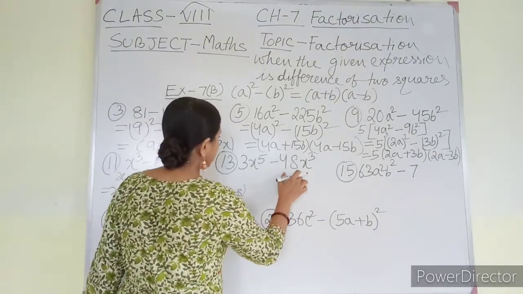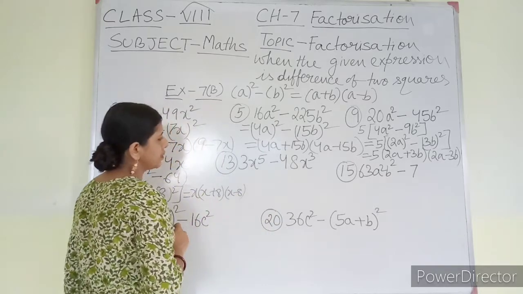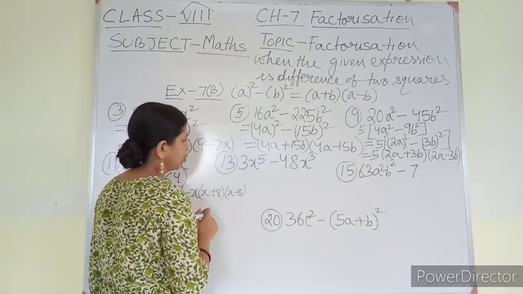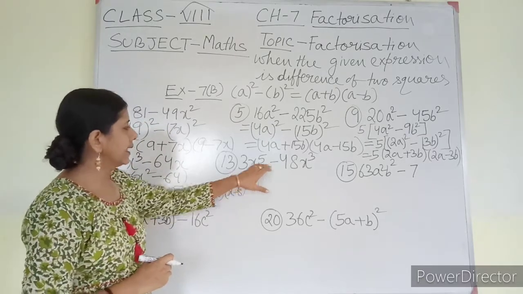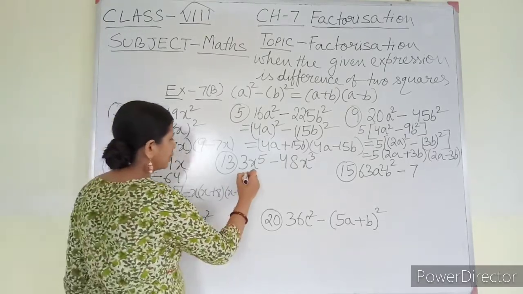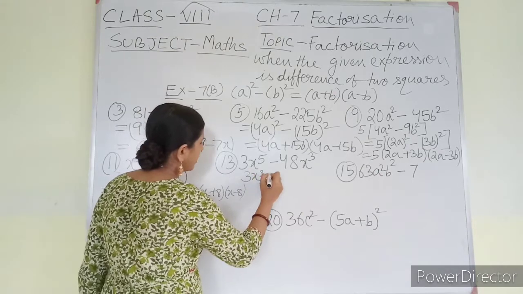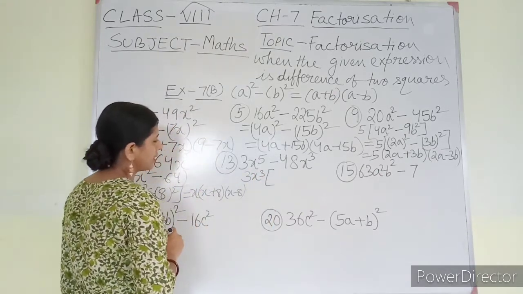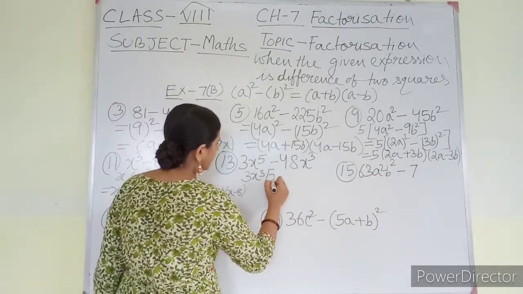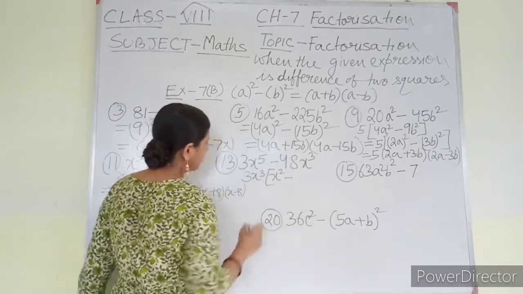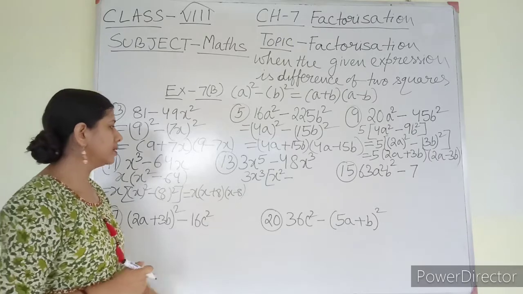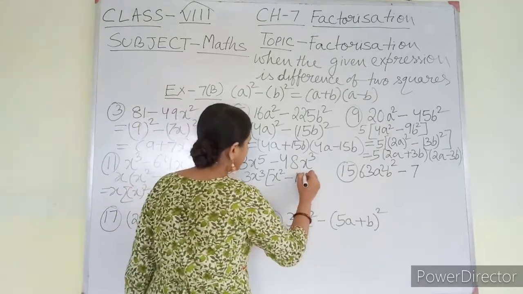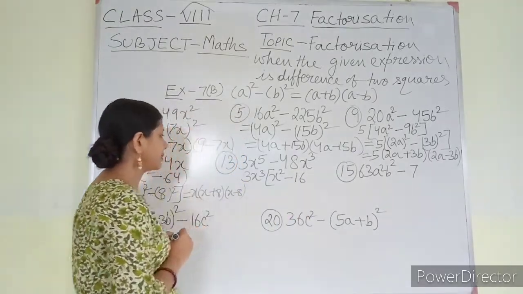This one is 3x to the power 5 minus 48x to the power 3. First of all I will take 3 as common, then x cube. So 3x cube I have taken common. So what is left behind here? x square, and here 3 into 16 equal to 48. 3 into 16 is 48. So 16 is left here.